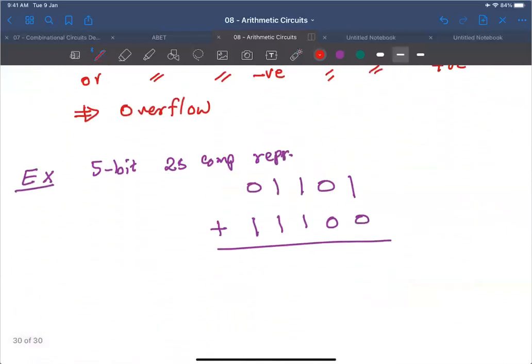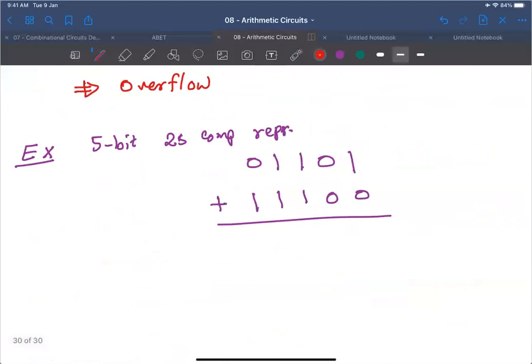So let's take an example here. We have a 5-bit 2's complement representation, and I'm adding these 2 numbers. The beauty of 2's complement addition and subtraction is that you do both like addition. Even if the other number is negative, it will work out. You just add them together and then magically you will get the correct result.